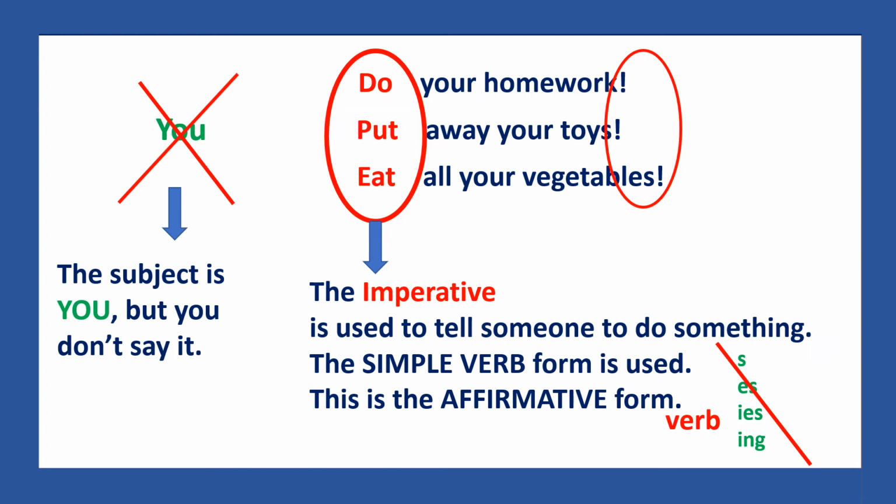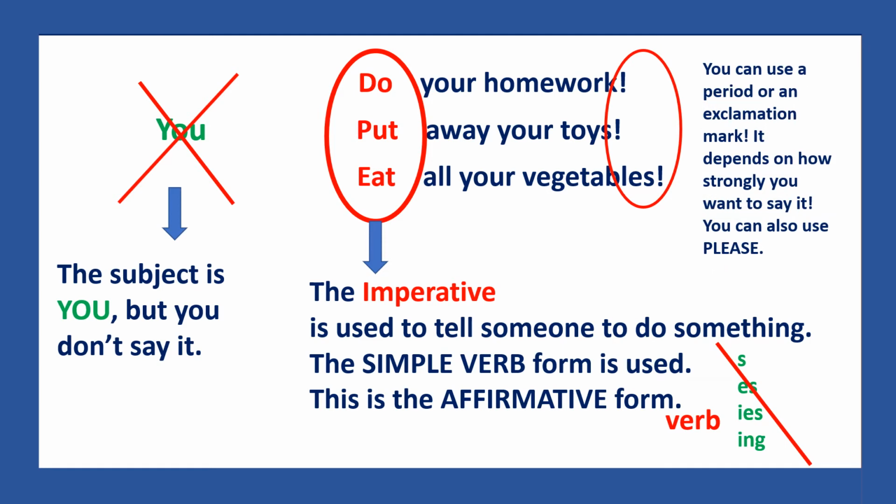And look at the punctuation. What do you see? An exclamation mark. Remember, when do you use exclamation marks? That's right, when you have a strong feeling. So, if the parent is angry, they will say, "Do your homework now!" But if the parent is not angry, they'll say, "Please do your homework." If the parent is angry, "Put away your toys right away!" That's strong, so you use an exclamation.